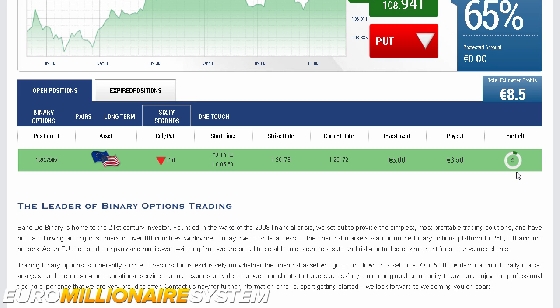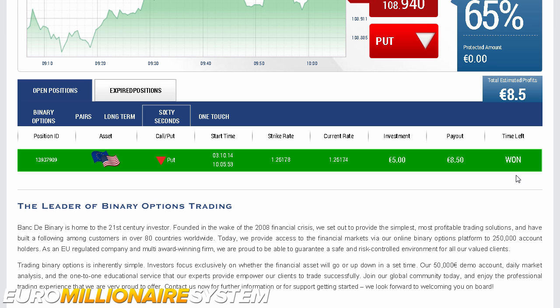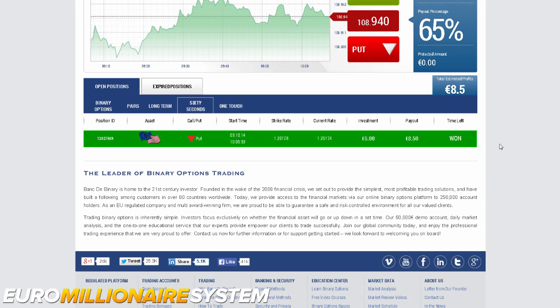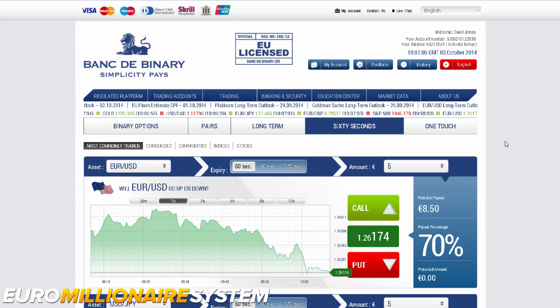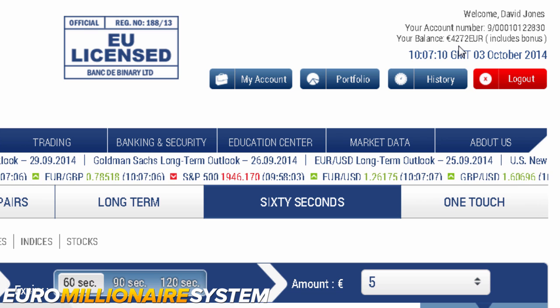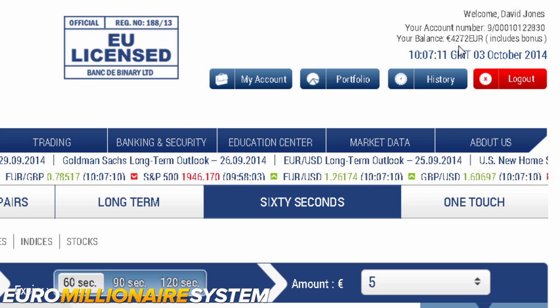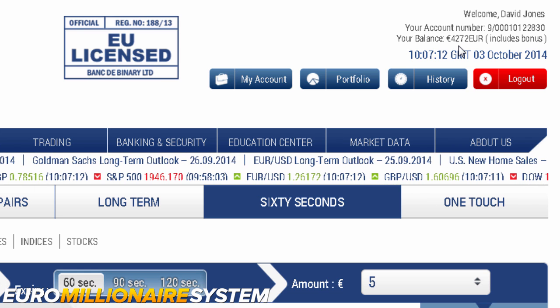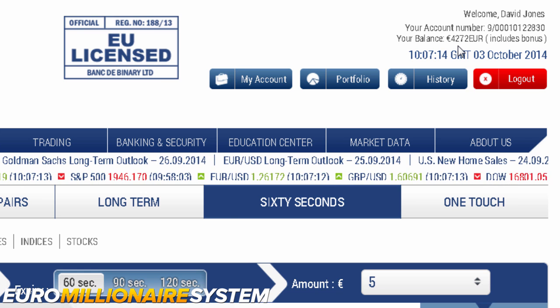If I do lose this trade, there will be no need to panic either. I'll just go along the steps as I did before. I have to say though, I rarely experience any losing trades with this system. And it's a winner. You can see right here that I've just made a profit of 3.5 euros, with a total payout of 8.5 euros. My account balance has been updated accordingly. As you can see, I've got 4,272 euros, which is 17 euros more than I started this video with. Not bad for under 10 minutes of work, huh?